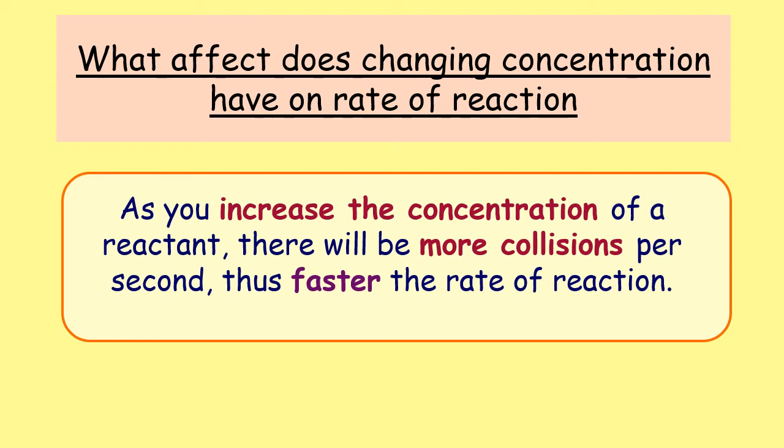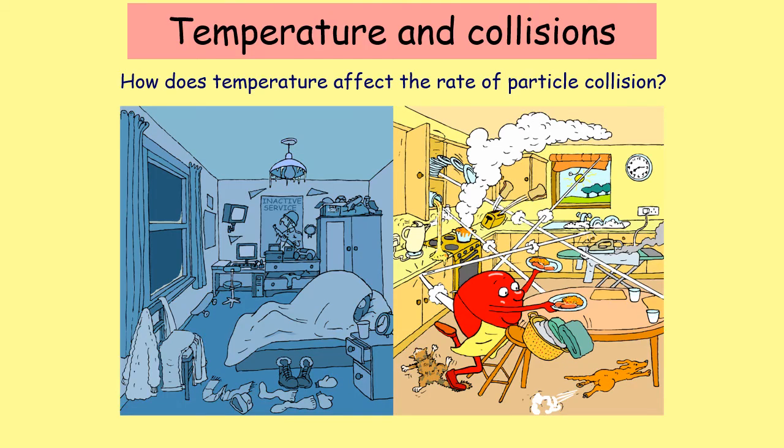Whatever you do to particle size, the opposite happens to the rate of reaction. But with concentration, whatever happens to concentration happens to the rate of reaction. So if you increase concentration, you increase the rate. If you decrease concentration, you decrease the rate of reaction. And the final one we're going to look at is temperature.